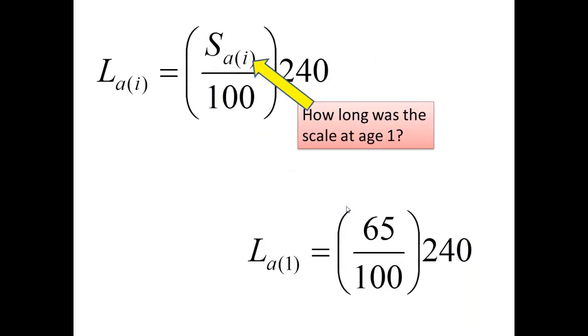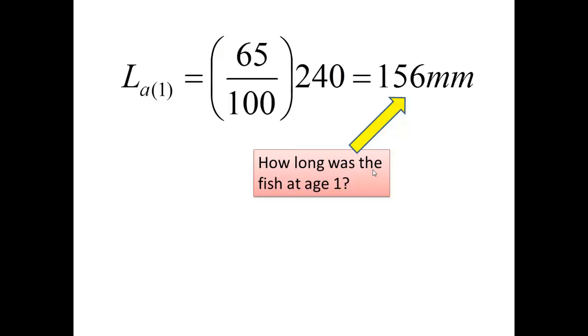So now we know all three values. We know that the scale length when the fish turned 1 year old is 65, which we plug in. And so we plug and chug, and you see that the fish was 156 millimeters long on its first birthday. And basically, if we repeat that, we can back calculate the length at age for all ages for all fish.